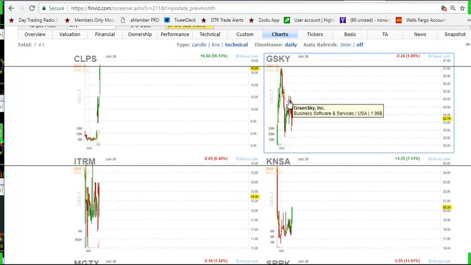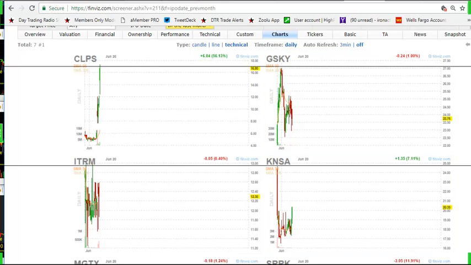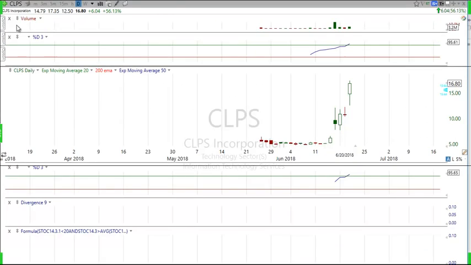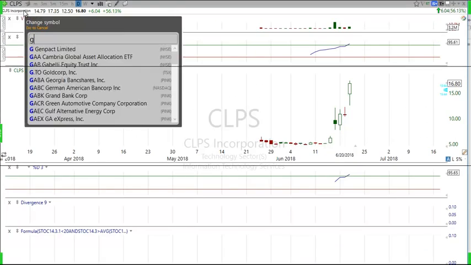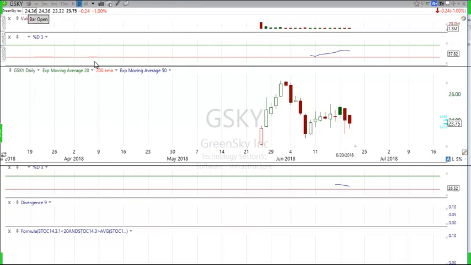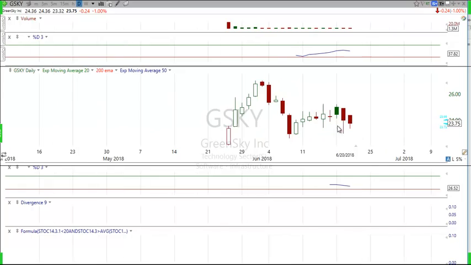You could click on these. Here's GSKY, Business Green Sky, billion-dollar company, GSKY. What I'll do is run them through my charts, because I like my charts. GSKY, you can see out of the gate it IPO'd, and I'm not liking that. But that's what I would do. I would see which ones I like.